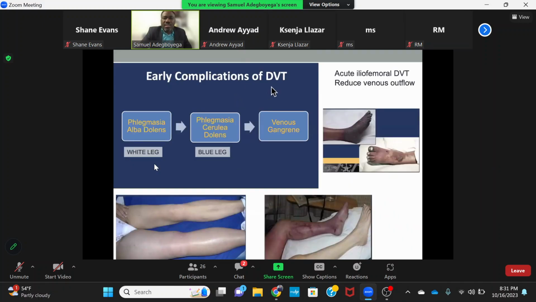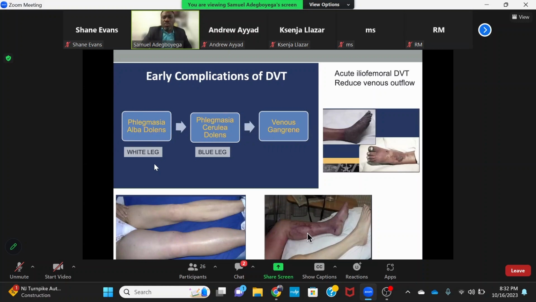So there are other things for DVTs. If you guys remember, phlegmasia alba dolens, phlegmasia cerulea dolens, and venous gangrene. Phlegmasia alba dolens pretty much means white leg, which is right here. These are complications of DVT, right? A patient has DVT in their leg. If the superficial venous system is spared, then you're going to get a white leg, like I can see here. And basically that just means that the artery is in spasm. So white leg means phlegmasia alba dolens.